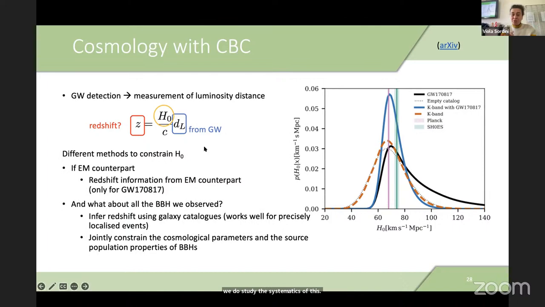But I should add that with O3, this publication uses all events up to O3, and I think it is really driven by the second method, the one with population. We had maybe only one event localized well enough for the first galaxy catalog method to make a difference. Overall, what we do here is mostly constraining H0 with BBHs, what we call dark sirens, using population. But all your points are valid, and we try to take them into account and understand the systematics.